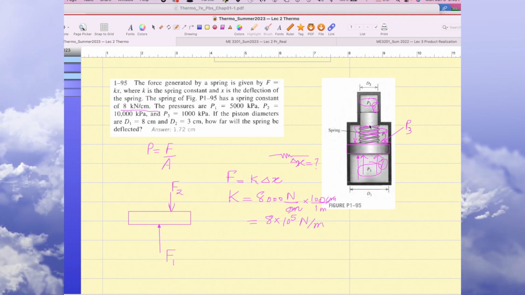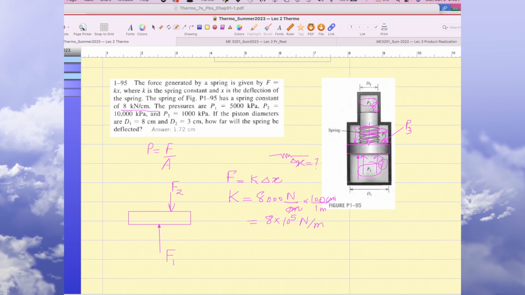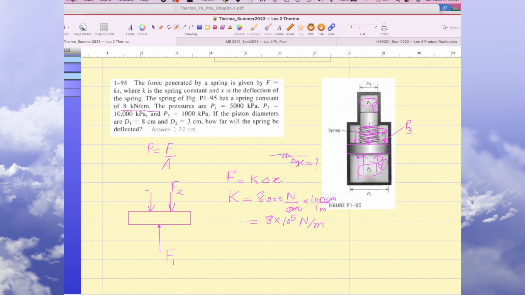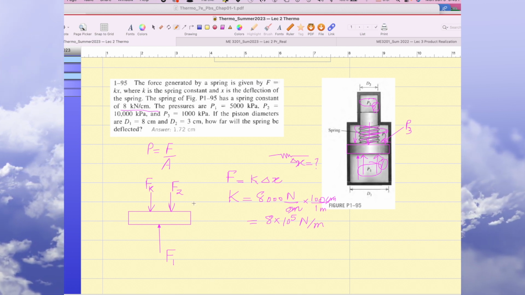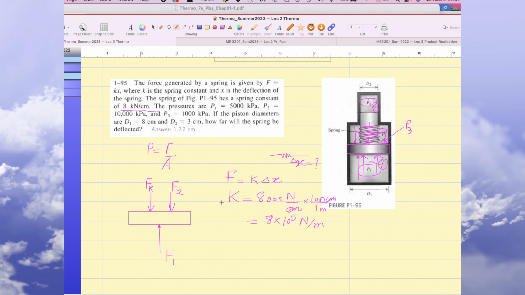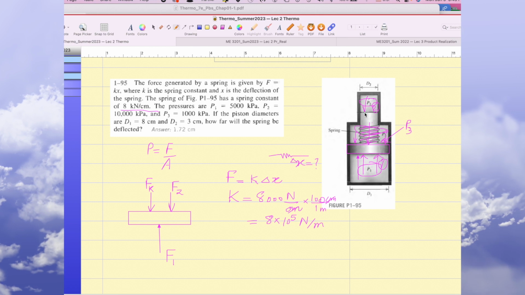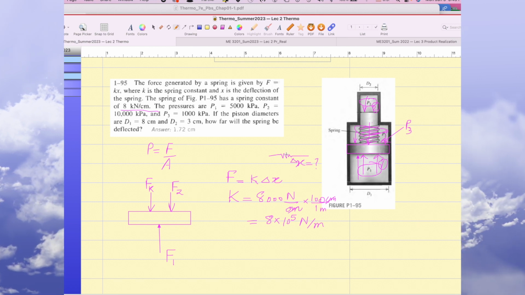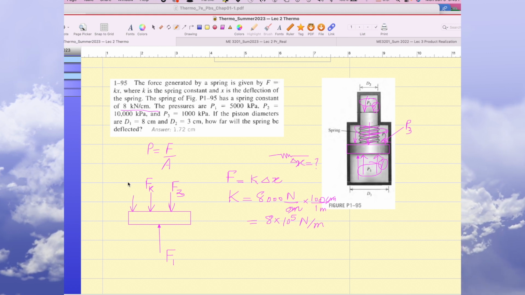And there is another force due to the spring which is being deflected. It is still pushing the piston downward, so I would say Fk. K stands for the stiffness of the spring. Fk is the downward force of the spring pushing this piston downward. And there is another pressure, P3. This is F3, and this is F2.